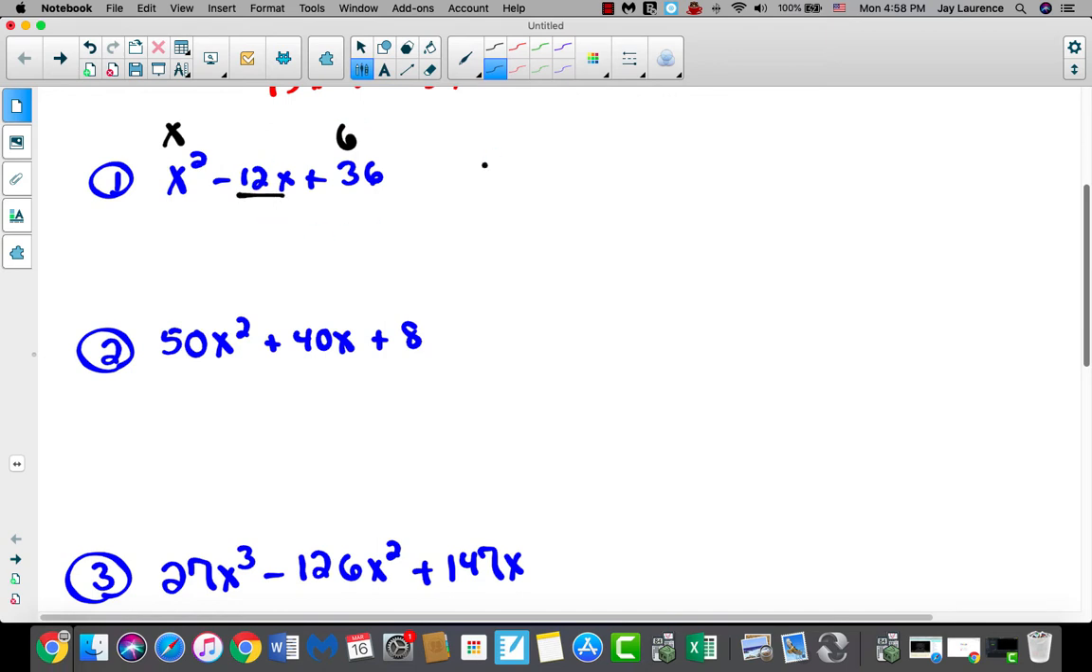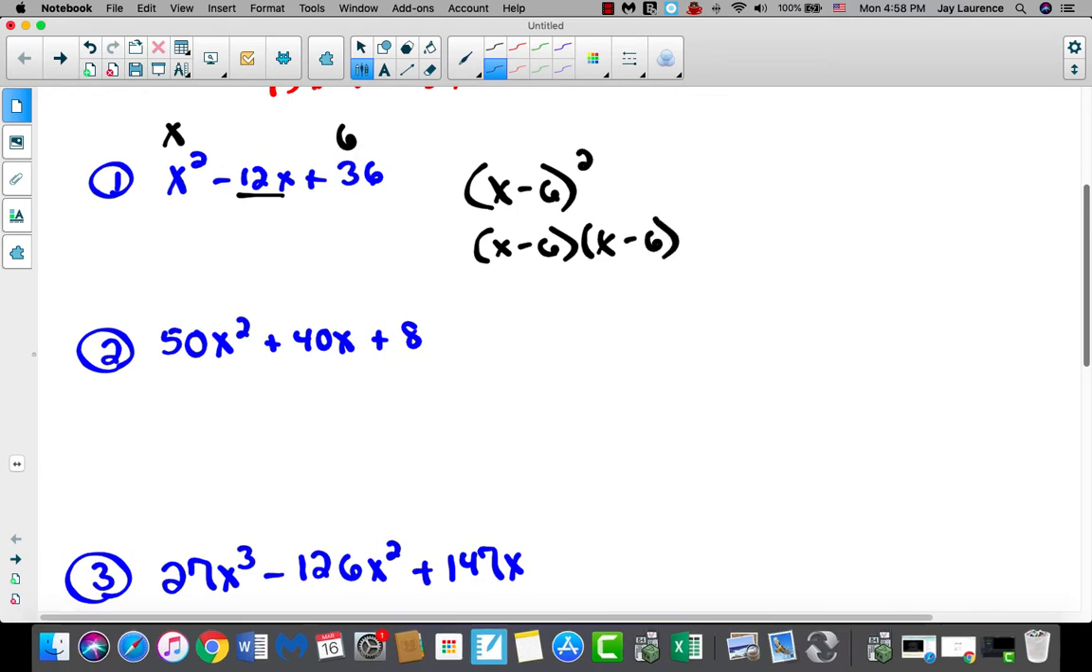Watch this. Watch how fast I'll factor this. X minus 6, quantity squared. Or if you prefer, you could have done this. They mean the same thing. How can I do that so fast? Because it fits a pattern called a perfect square trinomial.